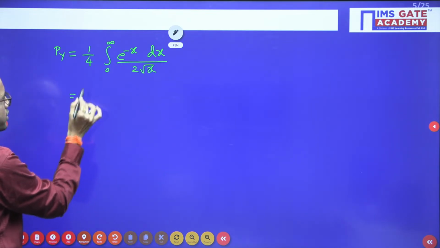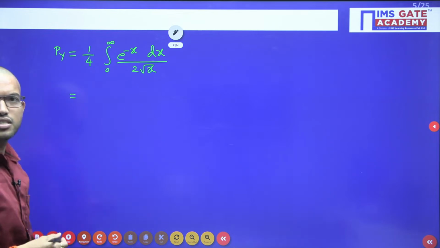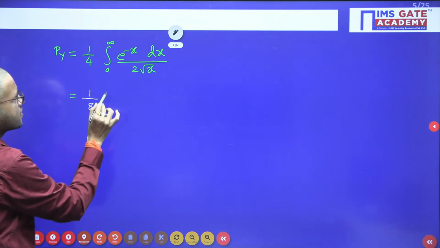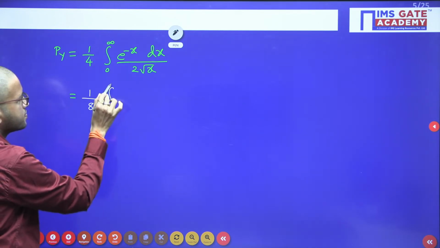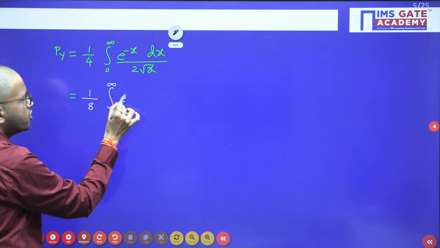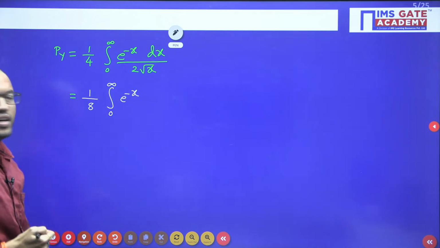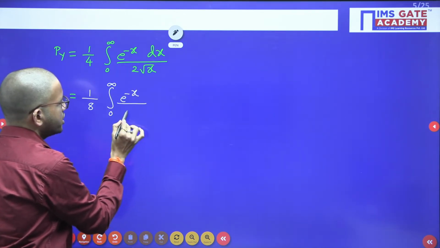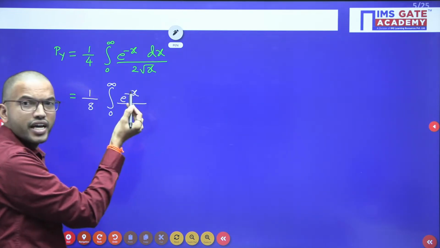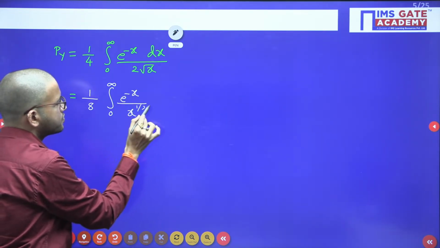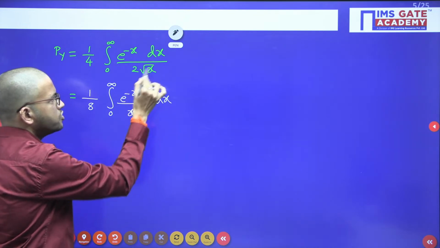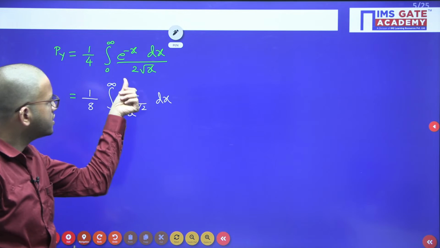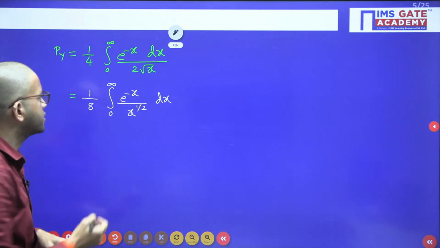Okay, so here 4 and 2 are in the denominator, so we can multiply. 4 2s are 8. Integral 0 to infinity e power minus x. Here in the denominator you are having root x. For the time being I am writing that as x power 1 by 2. Square root is nothing but what? It is having the power 1 by 2. Suppose if it is a cube root, power 1 by 3, like that.